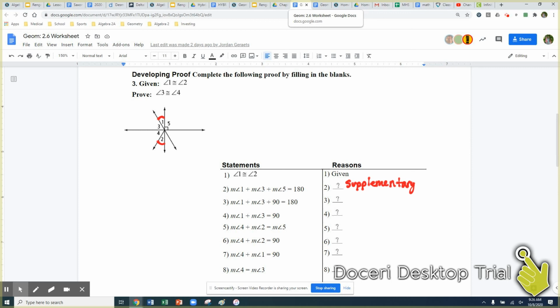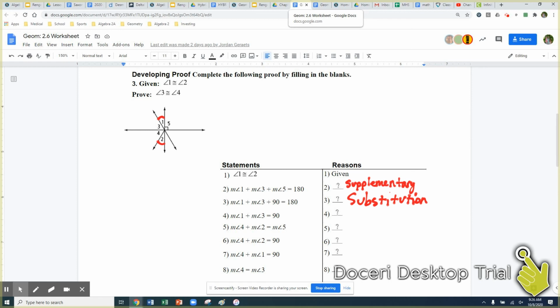What did we use for that one? Substitution. We used the box right here. This is 90 degrees. Okay, we replaced 5 with 90 degrees using substitution. Then we went back to measure of angle 1 plus the measure of angle 3 equals 90.